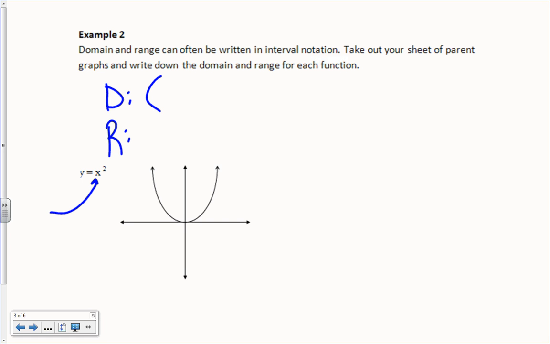It'll be parentheses, negative infinity to infinity. I am allowed to put in all of those values. Agreed? And again, I'm allowed to use that as an input for x right there. And then once I put it in, I'm going to square it, and a bunch of answers are going to keep flying out of there, right? A lot of answers are going to come flying out of there.